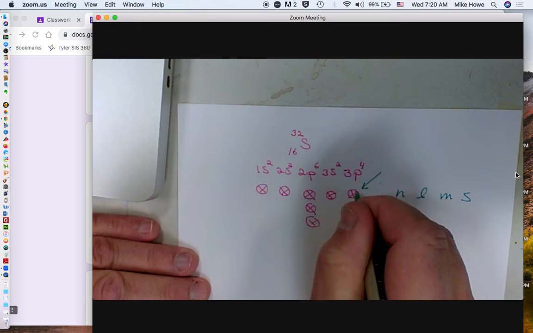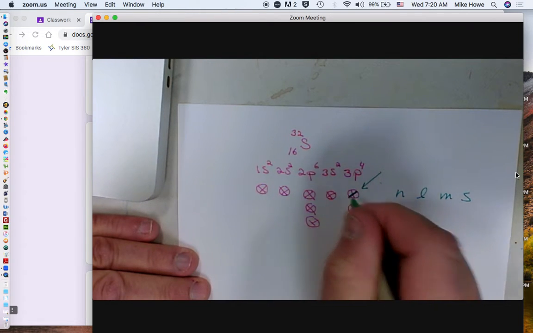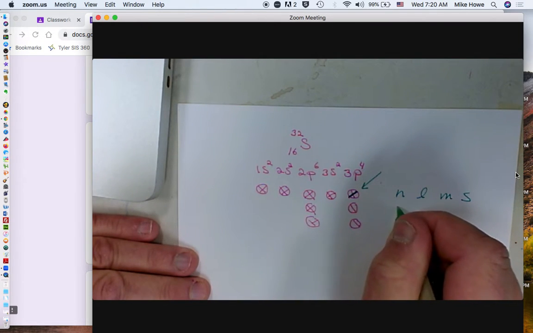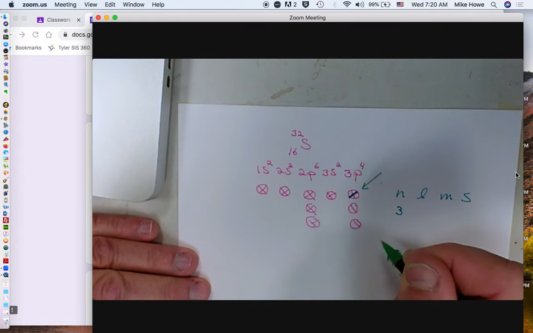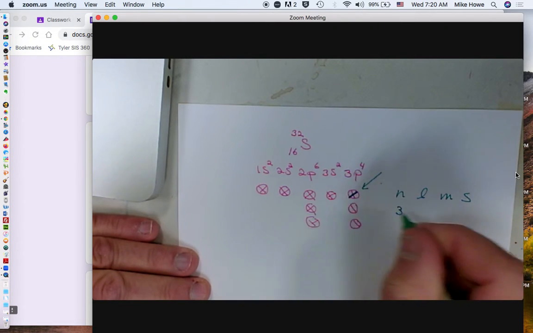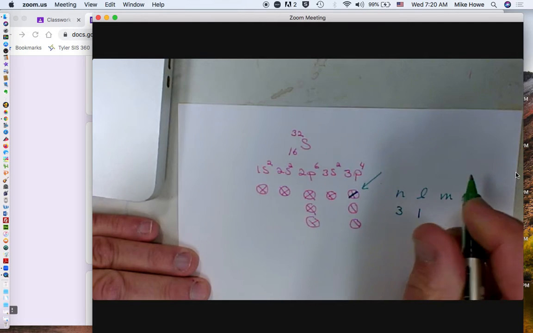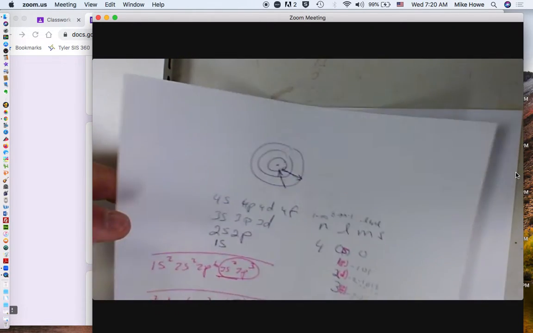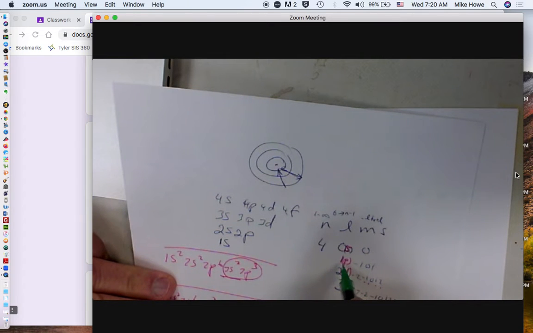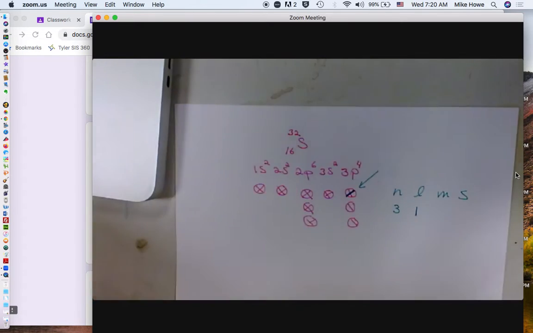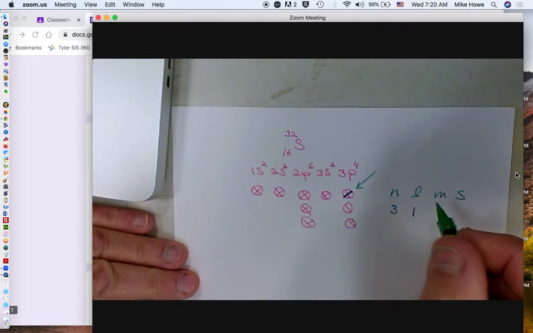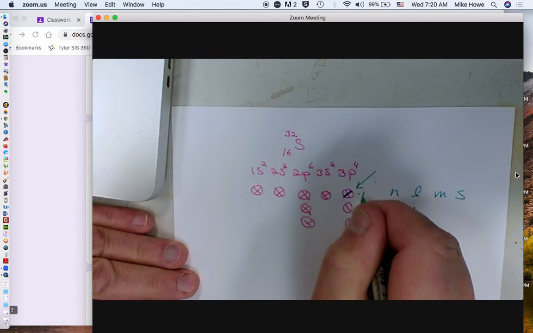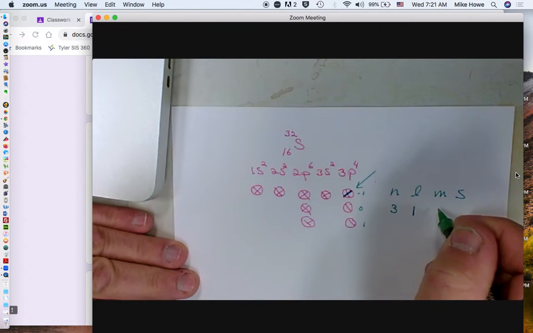Okay, so for the green electron, we'll just do that one, n would equal 3 because it's in the third energy level. l would equal 1 because it is a p sublevel. And you'll remember from previous videos that the p sublevel has an l equals 1 value. Then the m values would be -1, 0, 1. So for that particular electron, the m would be -1.